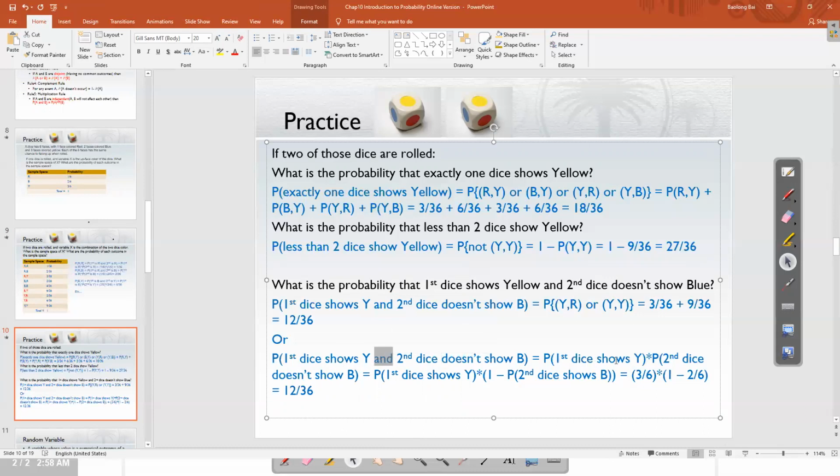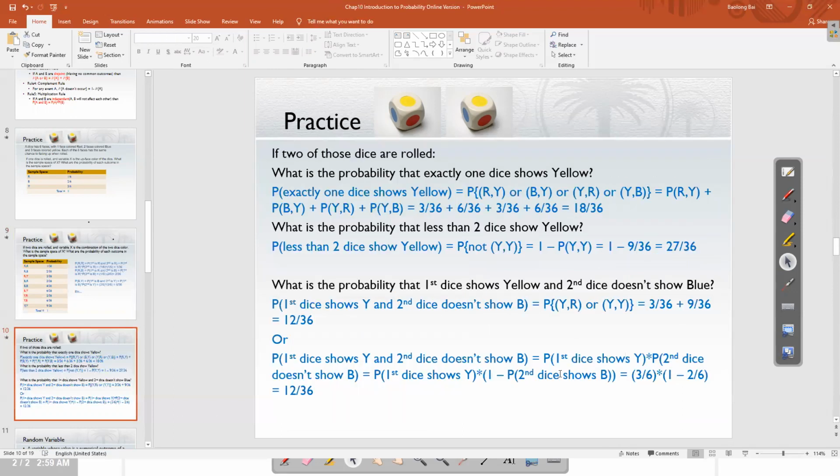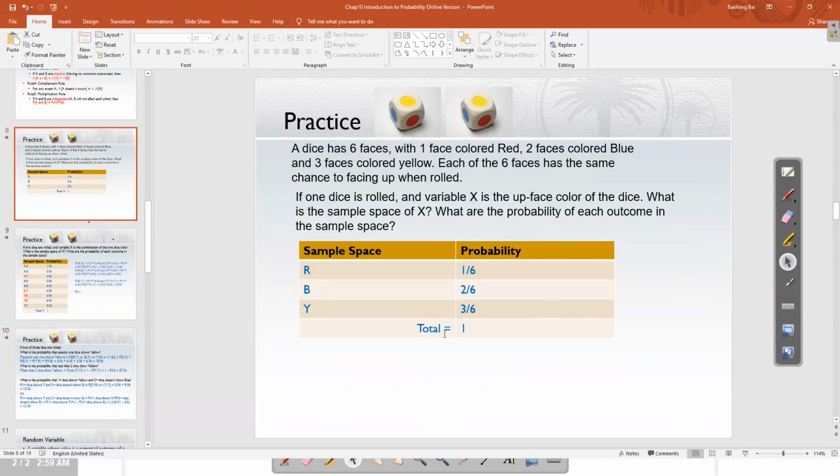So it'd be the probability the first die shows yellow times the probability the second die doesn't show blue. And the probability the second die doesn't show blue will be 1 minus the probability the second die shows blue, right? So there'll be 3/6 for the first die showing yellow, and 1 minus 2/6 for the second die not showing blue, and there'll be 12 out of 36 as well. So either way, you're going to get the same answer. But this is preferred because it doesn't require you to know something as complicated as this, right? You can just figure it out by the probability rules and the simple probability for a single die.